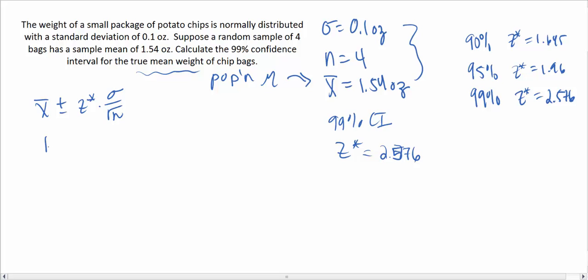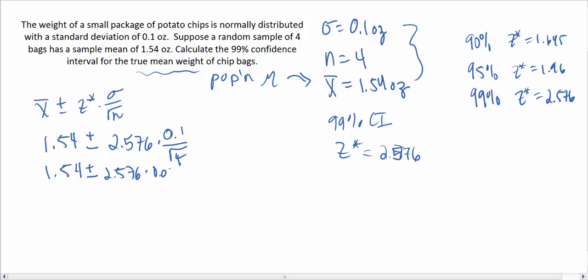So x bar is 1.54. This is going to be our point estimate, our best guess for the population mean, plus or minus a z critical value of 2.576 times the standard error of 0.1 over the square root of 4. This is then equal to 1.54 plus or minus 2.576 times 0.05, which is equal to 1.54 plus or minus a margin of error of 0.1288. So again, the margin of error is always the critical value times the standard error.